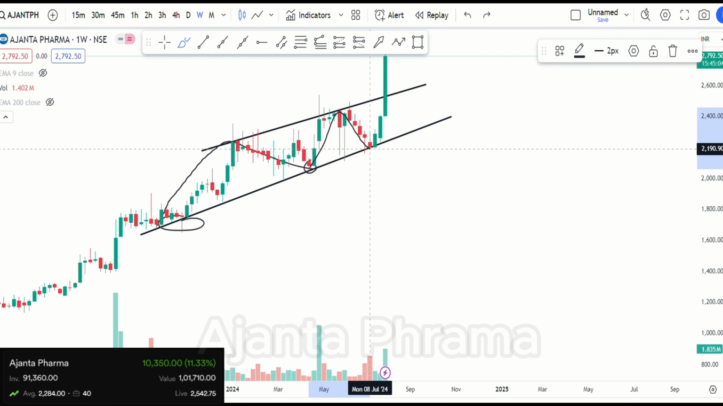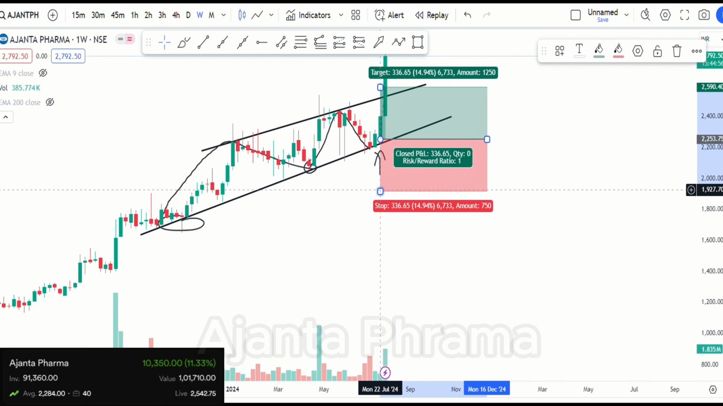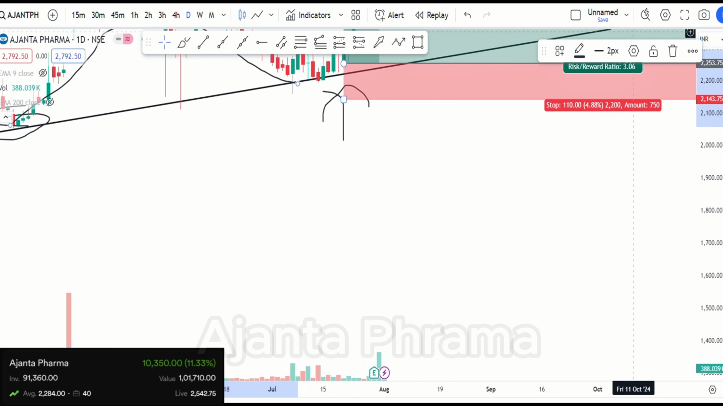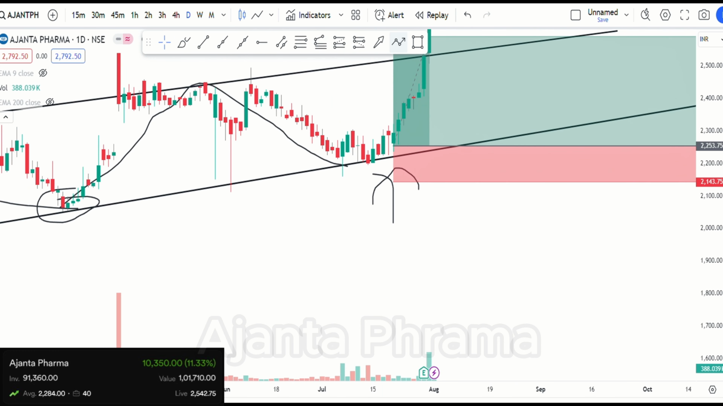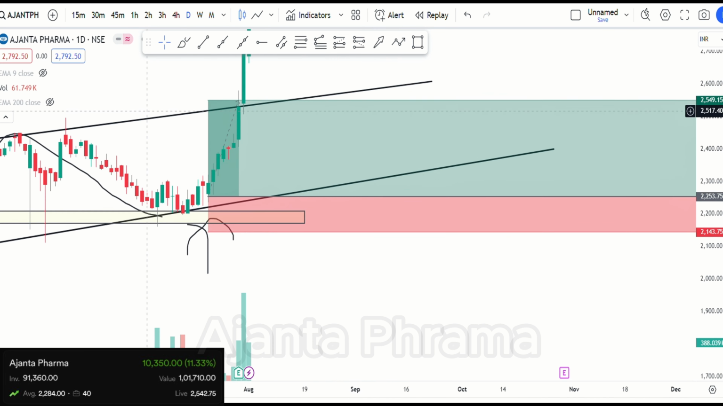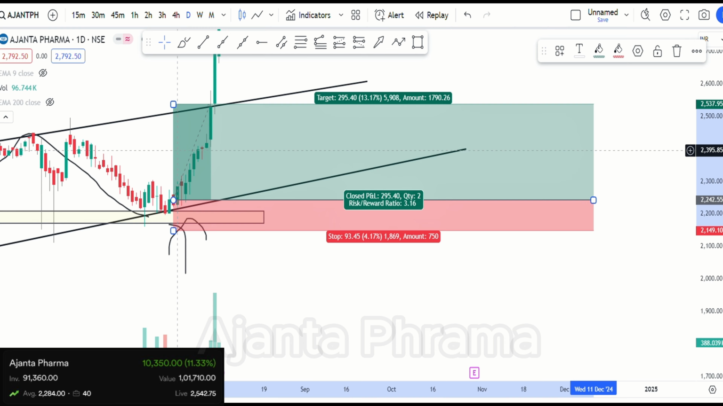The stock came here, and the stock made a good green color candle over this place. So our entry is activated. I entered over this place, and I kept my stop loss below this swing low, exact swing low, okay? And then I exited at this place. So I made overall risk to reward of more than 1:3, right?